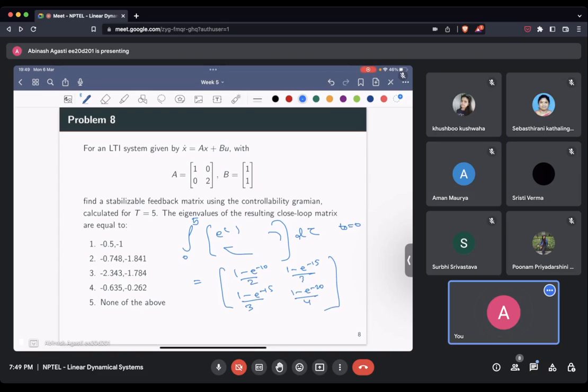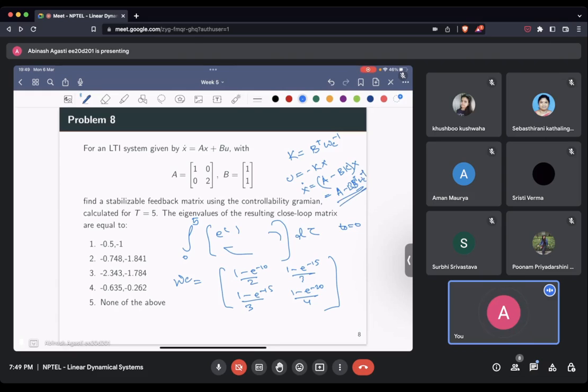Okay, so this is the controllability Gramian. Now the eigenvalues of the resulting closed loop matrix. From the controllability Gramian, there is a way to find a stabilizing solution by putting K equal to B transpose times Wc inverse and u equal to minus Kx. So basically x dot will become A minus BK times x. So this will become A minus B transpose Wc inverse.